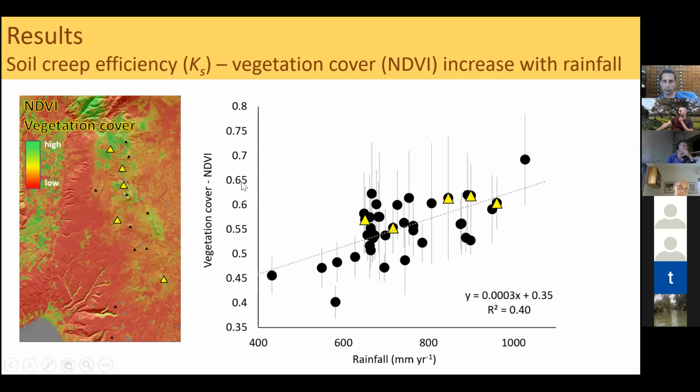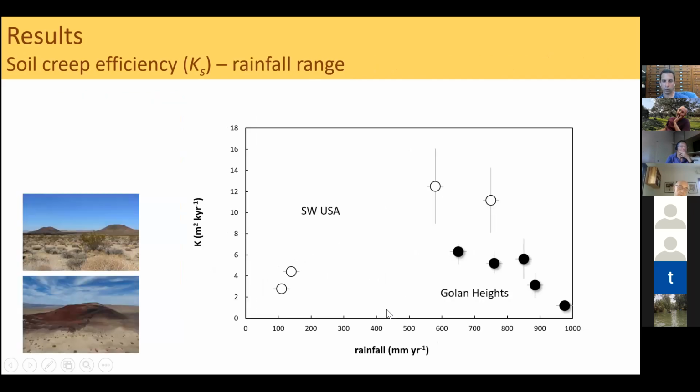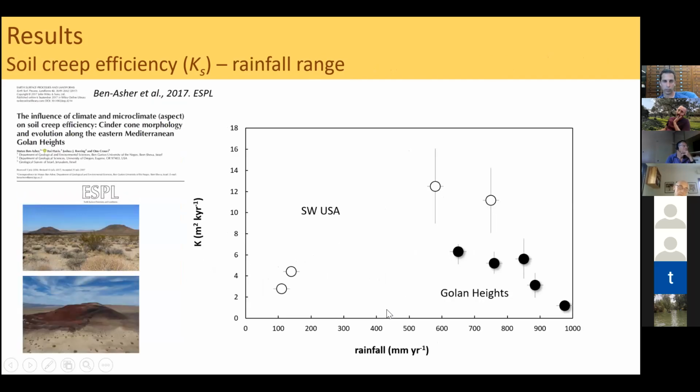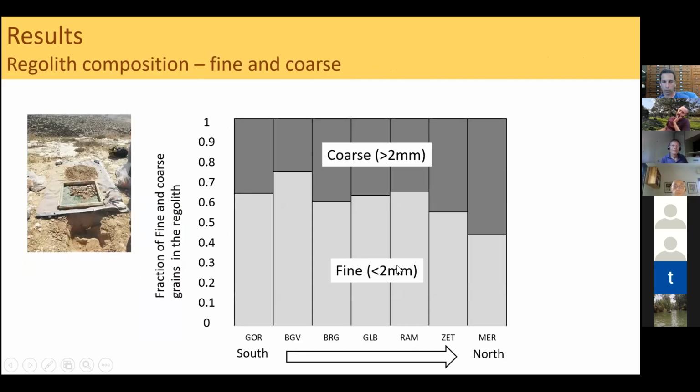Okay, and on this plot you can see a vegetation index from remote sensing of many cinder cones in the Golan Heights, with our five in yellow triangles, and you can see that it increases with mean annual rainfall. Okay, so this is what we think. I'll skip this. Just to say that this work was published in 2017 in ESPL with much more details.